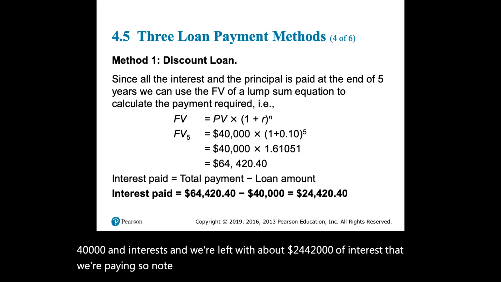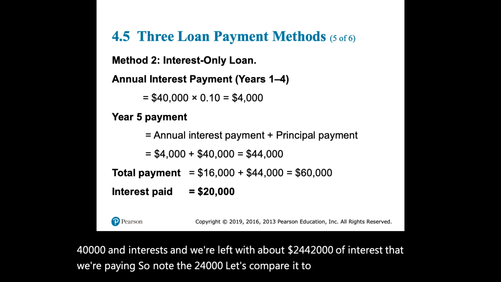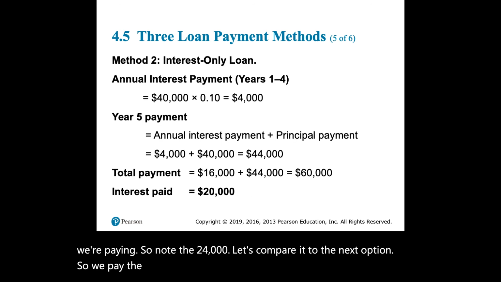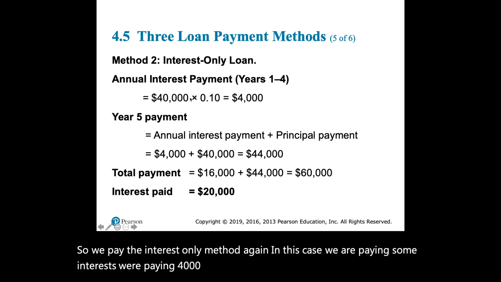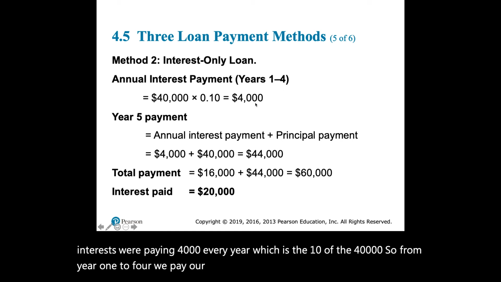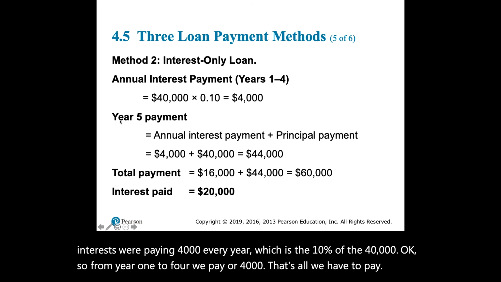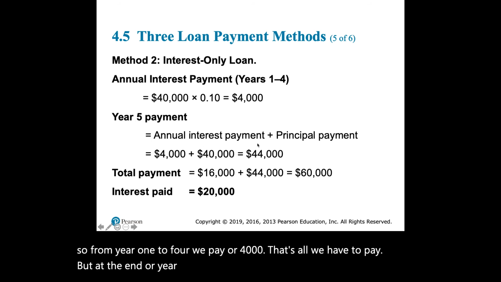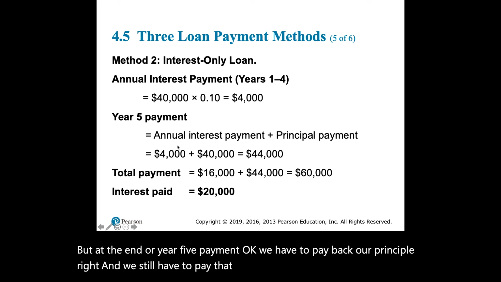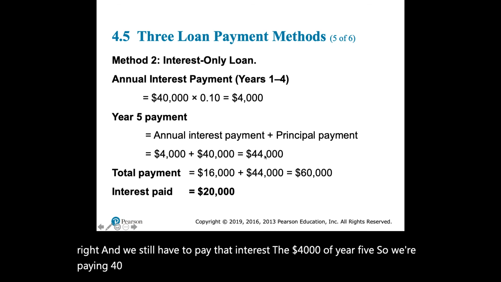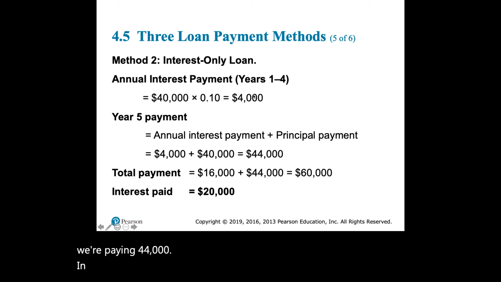When we pay with the interest-only method, again, we are paying some interest. We're paying $4,000 every year, which is 10% of the $40,000. From year 1 to 4, we pay our $4,000. That's all we have to pay. But at year 5, we have to pay back our principal, and we still have to pay the $4,000 of interest for year 5. So we're paying $44,000 in year 5 plus the $16,000 that we paid in years 1 to 4. In total, we pay $60,000 for this loan.